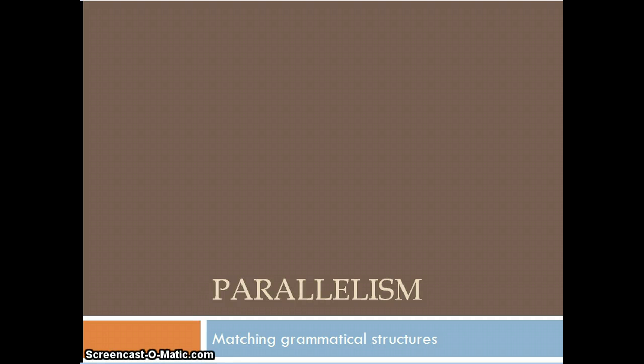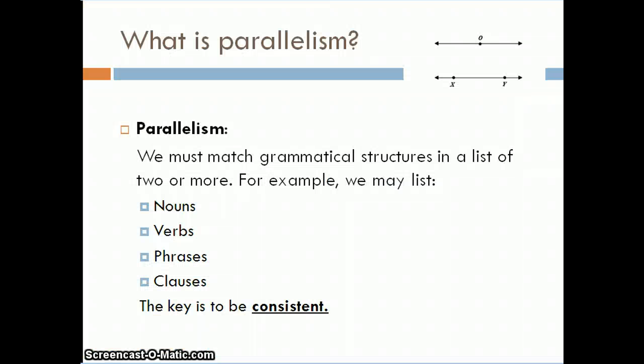In this video, we're going to talk about parallelism. That is matching grammatical structures, finding a way to be consistent within a sentence. So what is parallelism? Well, it comes from this idea of parallel lines. The lines that you can see here both go in the same direction. They're parallel. They will never cross each other. So they both go in the same direction.